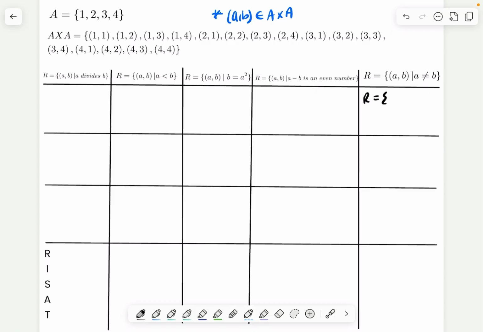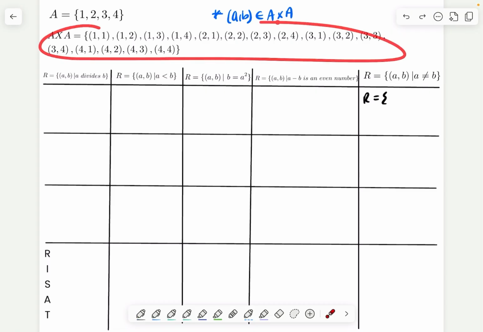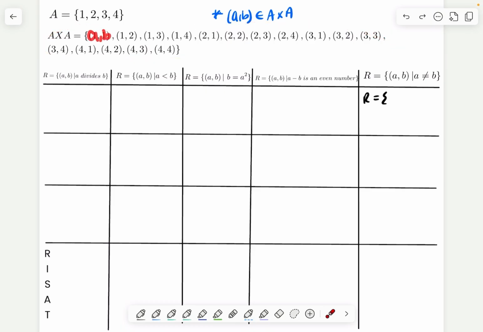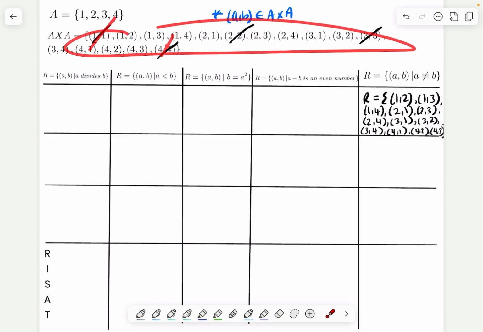This relation is going to be equal to the set of all ordered pairs where a is not equal to b. So you just go here and pick the ones where a is not the same as b. In other words, it's going to be every pair except (1, 1), (2, 2), (3, 3), and (4, 4). Other than that, a is not the same as b. So this is going to be equal to the set of (1, 2), (1, 3), (1, 4), (2, 1), (2, 3), (2, 4), (3, 1), (3, 2), (3, 4), (4, 1), (4, 2), and (4, 3). So every single one of these except these ones.